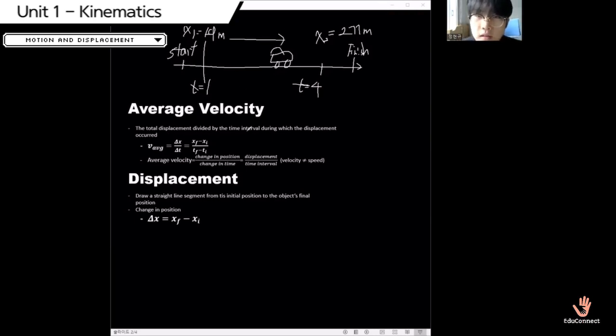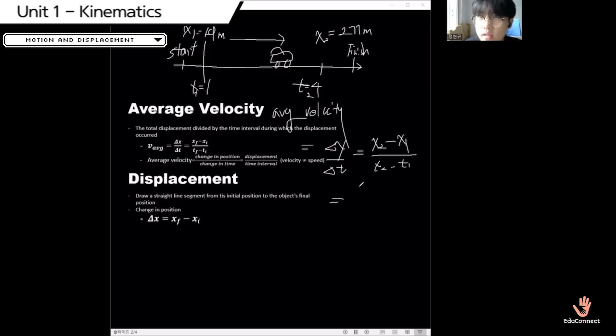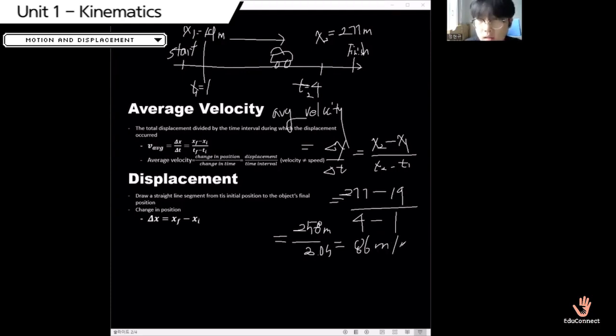So in this case, average velocity is delta x over delta t. Average velocity is equal to delta x over delta t, in this case x2 minus x1 over t2 minus t1. In this case, minus 19 over 4 minus 1, in meters per second. The average velocity is like this, 86 meters per second. Okay.